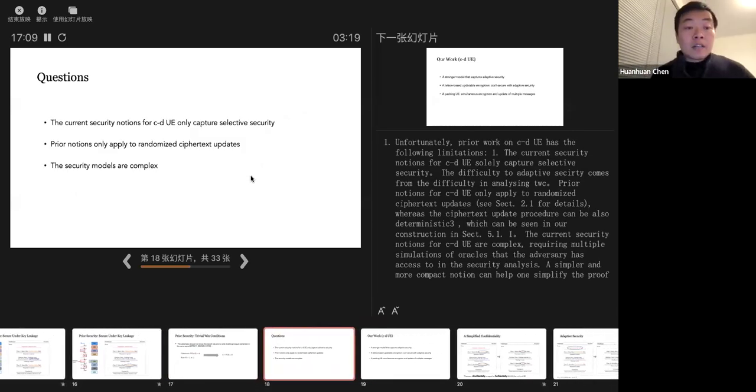Some questions: the current security notion for CDUE only captures selective security, which we have seen gives some selections before the query phase. And it's only applicable to randomized ciphertext update. We know that the encryption algorithm has to be probabilistic, but the update process can also be deterministic. But previous notions only apply to randomized ciphertext update, and the security models are also complex.